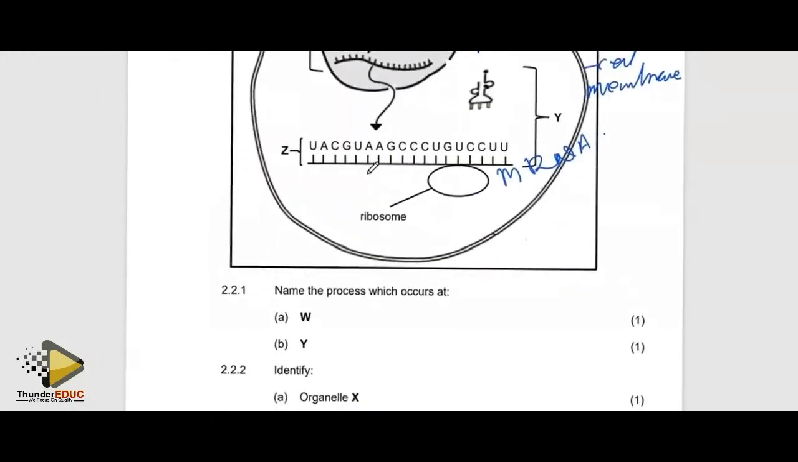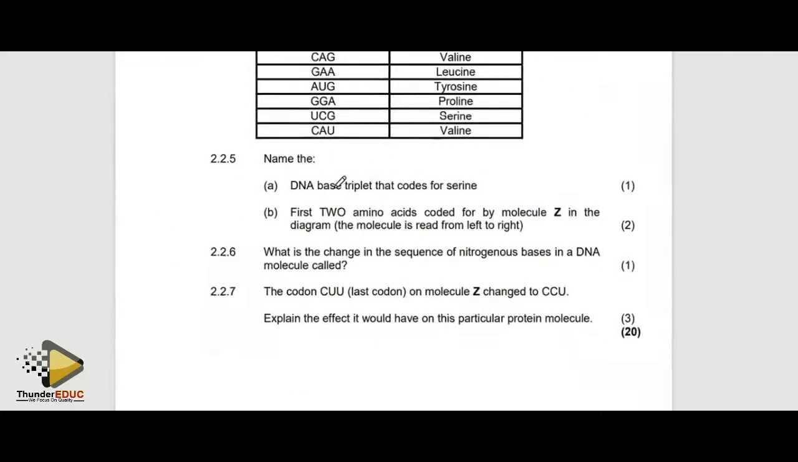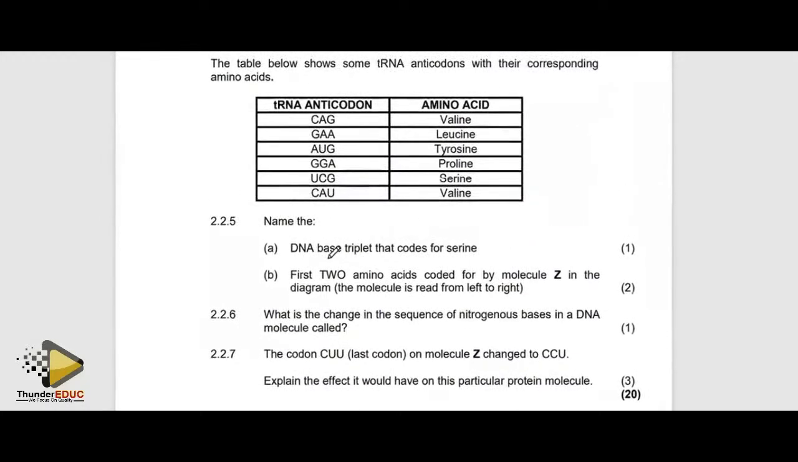Then another question is the DNA-based triplet code for serine. Serine is here, but they are looking for DNA. So now we have to convert this two times, because we have tRNA, we have to change it to messenger RNA, and then we go to DNA.